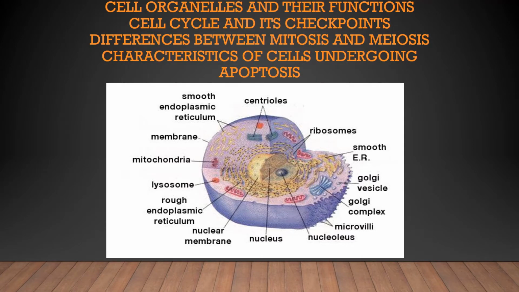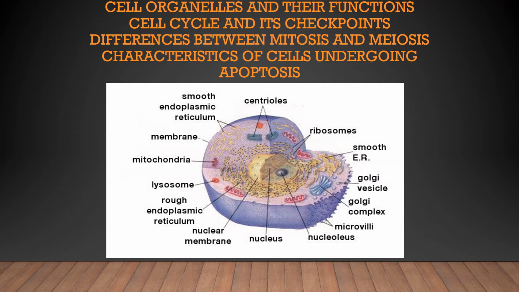So first off, we have the cell. So let's start by discussing some of these questions. In terms of cell organelles and their functions, the most frequently asked is that of the mitochondria, which is oxidative phosphorylation, heat production, calcium storage, and apoptosis.